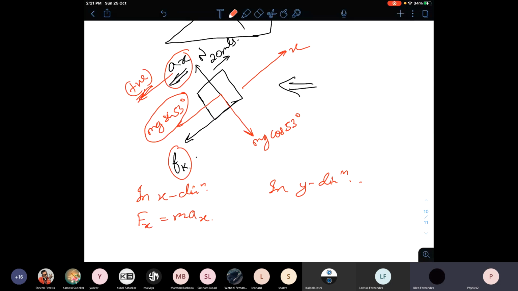Sir must have taken one particular direction as positive, so he must have drawn the direction for acceleration, while you took the other direction. I took the other direction which sir has taken. That is why, okay, let's go with sir. No problem if you are having confusion. Let's go with sir only.